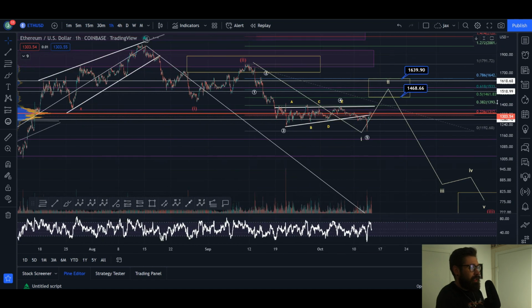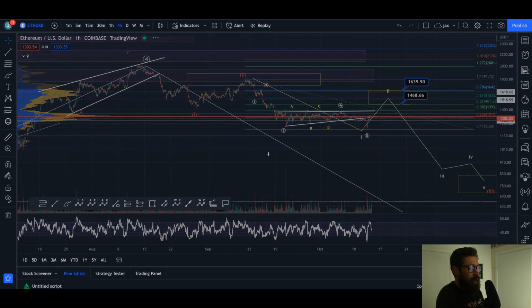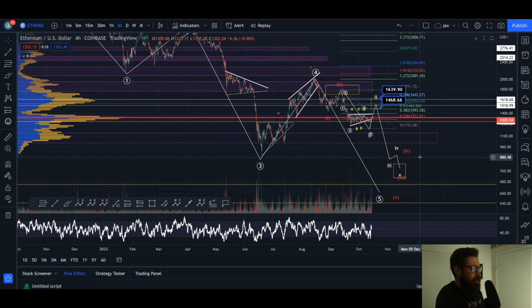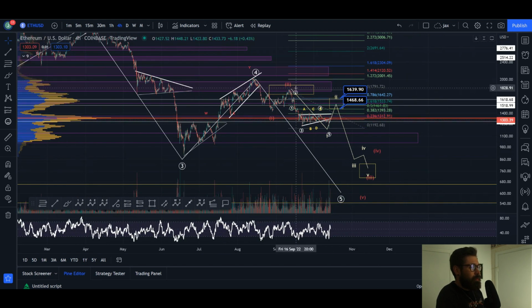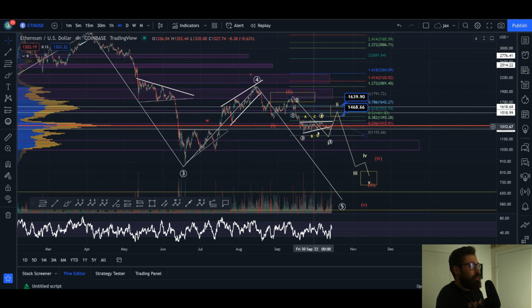Just a quick little update here. This is my more primary count, in my opinion, that we do eventually come down and create a lower low. But if we do come up and break this high of about 1792, that does increase the likelihood of a potential bottom being in for Ethereum. This is a wave 2, and we begin to push up in a wave 3.